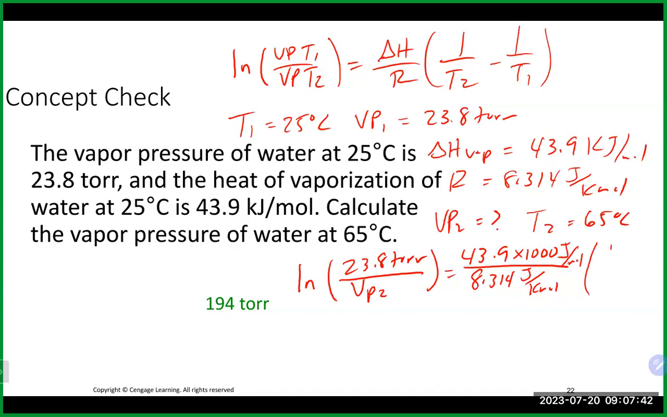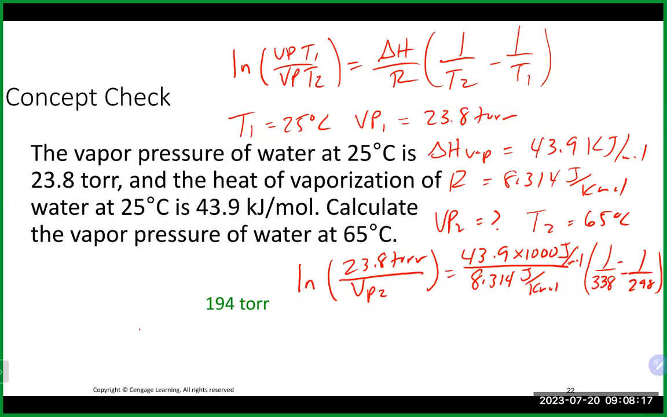We're going to do 1 over our second temperature there in Kelvin. So that's 65 plus 273, which gives us 338. And 1 over our initial, which is 25 plus 273, 298. All right, if we clean up the right-hand side there, 1 divided by 338 minus 1 divided by 298 times 43.9 times 1,000 divided by 8.314.